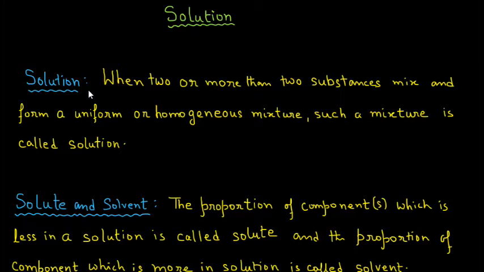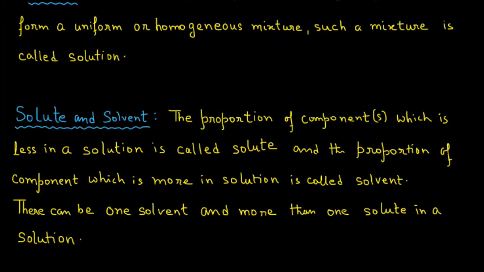Now let us see the definition. Solution: when two or more than two substances mix and form a uniform or homogeneous mixture, such a mixture is called solution. So here the salt water is called a solution. So let us see what is the solute and solvent definition.